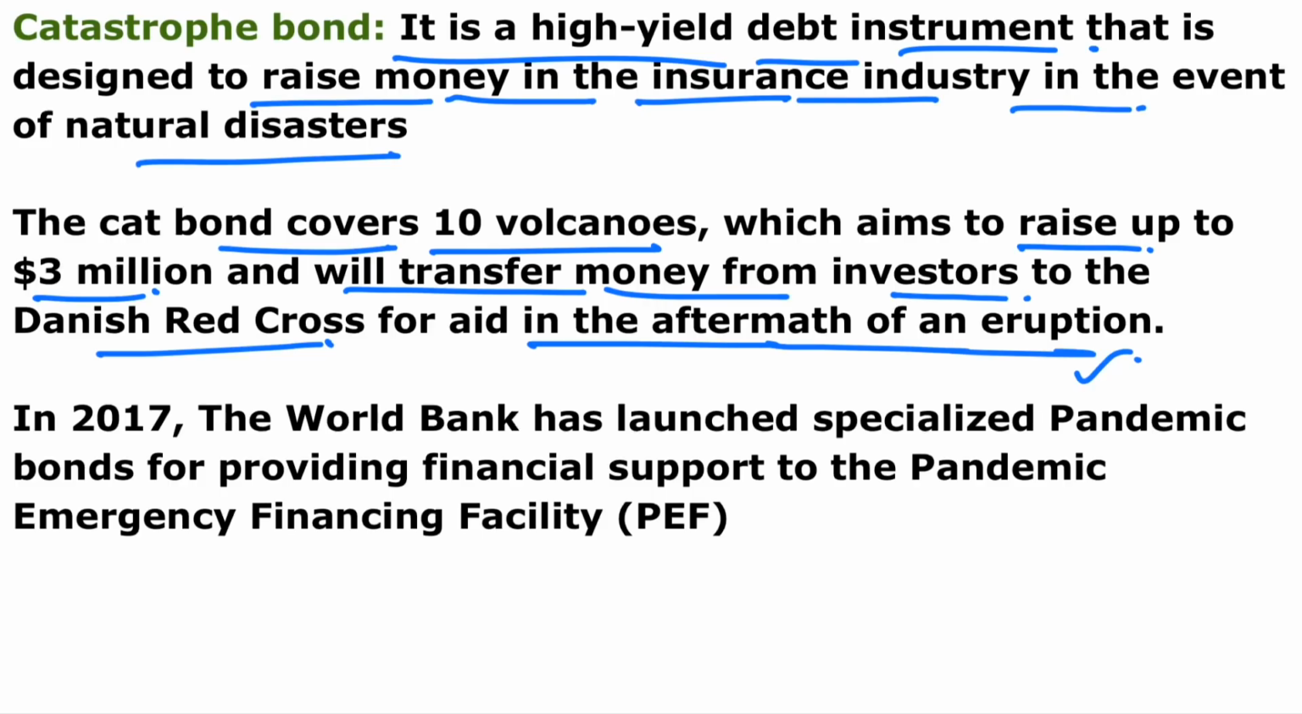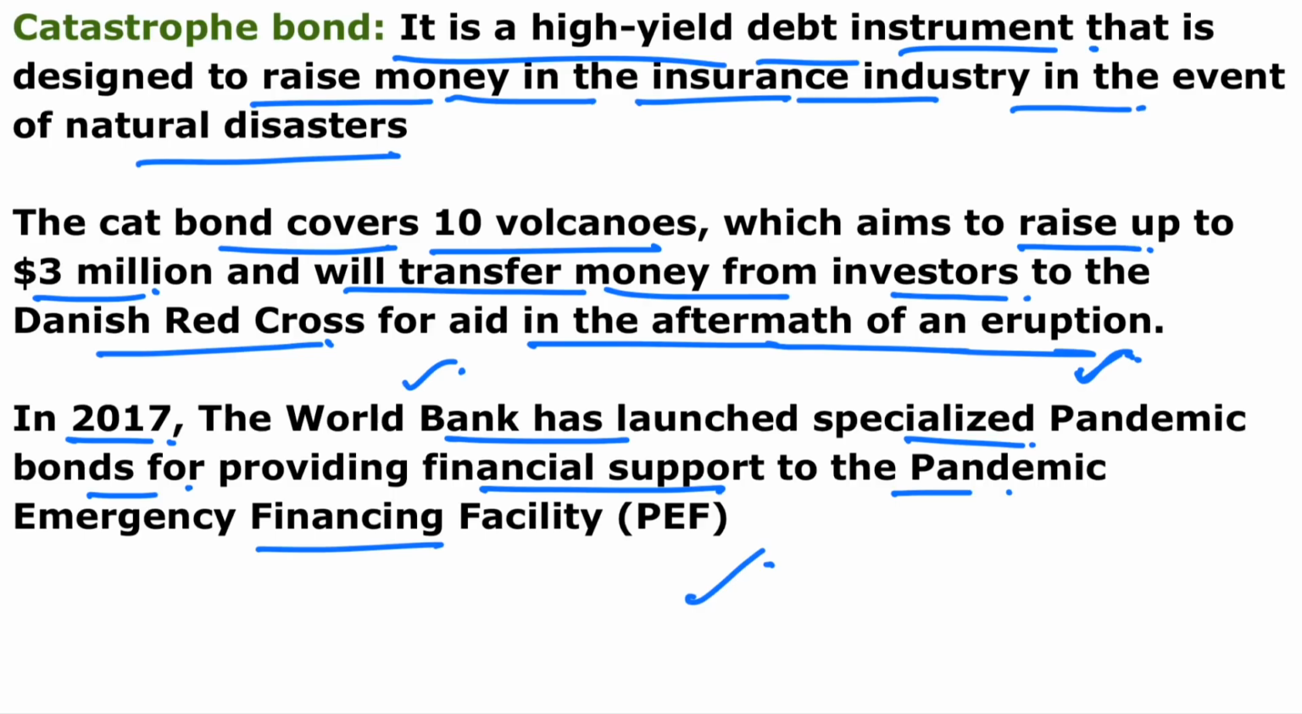Earlier in 2017, the World Bank also launched specialized pandemic bonds for providing financial support to the Pandemic Emergency Financing Facility. So any country facing any type of pandemic can be given money by the World Bank, collected from the pandemic bonds. But it somehow failed, because so many countries in Africa were facing the Ebola virus outbreak in 2019, but the pandemic bonds came under criticism because they failed to pay out. So that's why there was a setback in this bond. But now they are again launching.